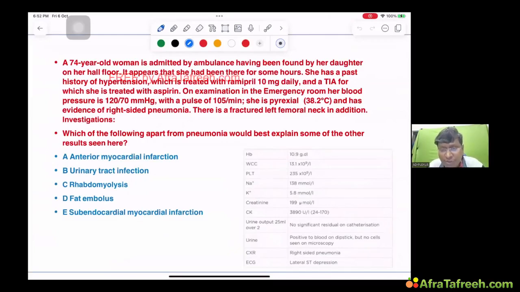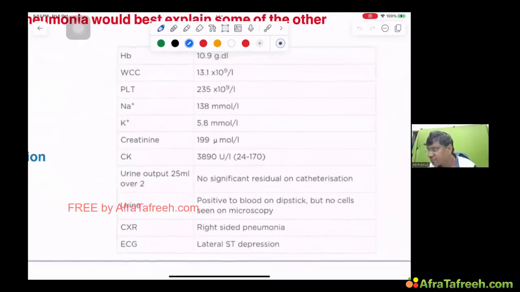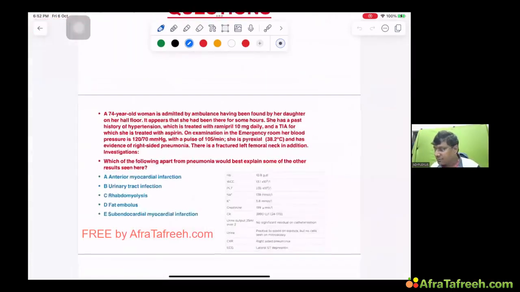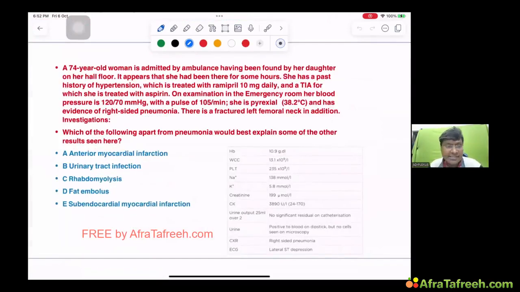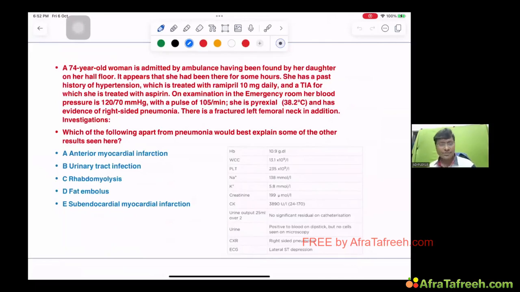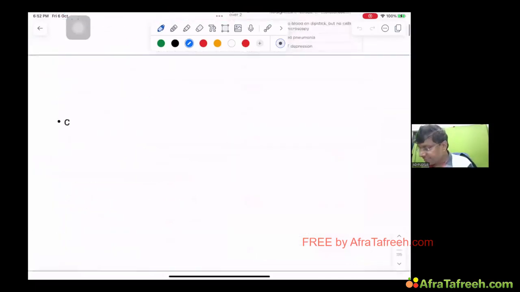But Hari, on urine examination in fat embolism syndrome, what will you observe? I have taught you this. In the urine analysis, in fat embolism syndrome, you will have the oval fat bodies. Do you have that on urine examination? What is given? It's positive for blood on dipstick, but no cells seen on microscopy. So it is not at all fat embolism, right? And the creatinine kinase levels are not elevated in fat embolism syndrome. Okay, right. So the answer is C. That is rhabdomyolysis.